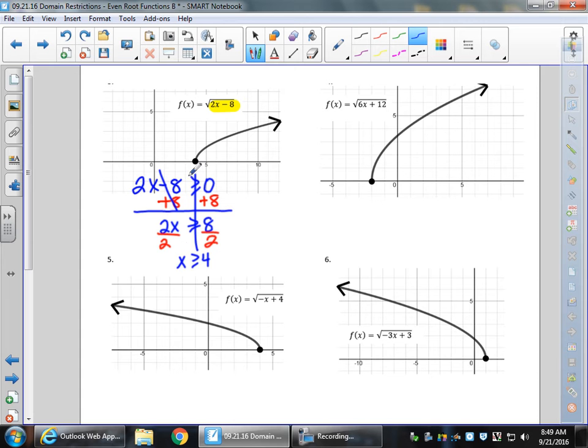Fantastic. Does my graph back that up? What's my smallest x value? 4 and bigger. So all real numbers, x greater than or equal to 4, and I am done. That is my domain. Go ahead and try number 4. Same process. Pay attention to what's underneath the radical only.